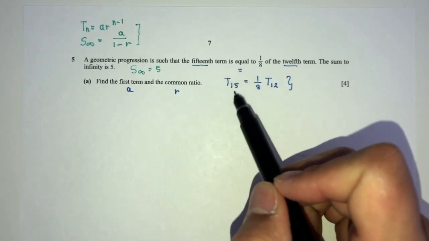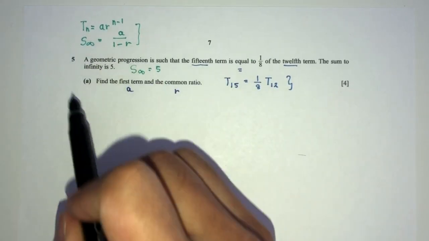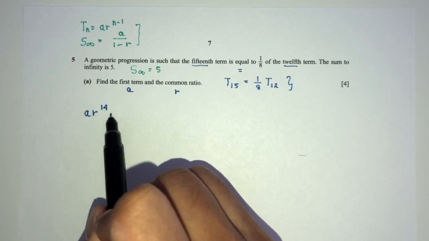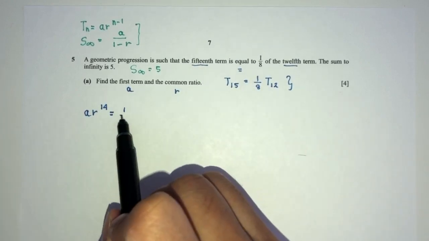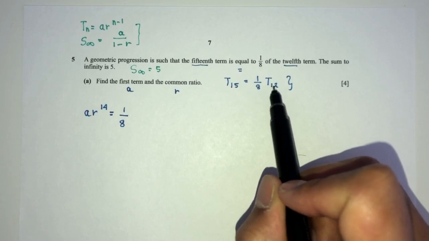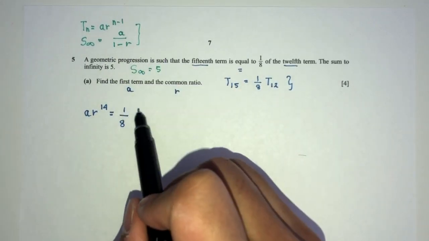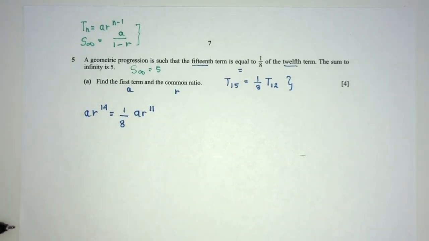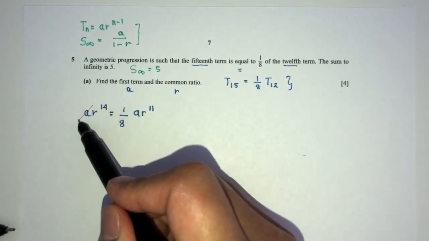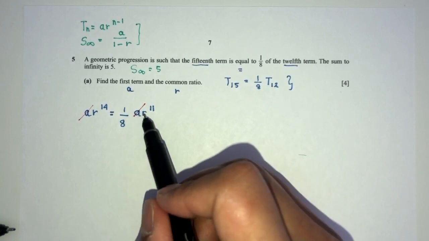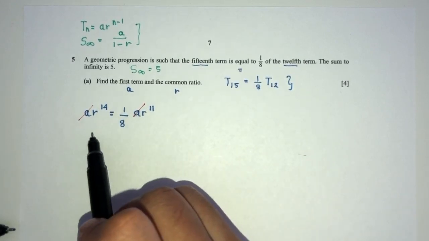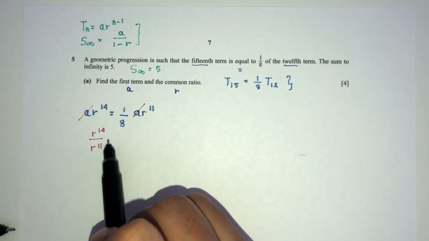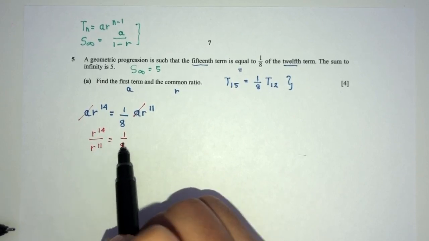So the 15th term, when n is equal to 15, replace, you will have a times r. 15 minus 1 is 14, is equal to 1/8, so 1 over 8, the 12th term, when n is equal to 12, replace, a times r, 12 minus 1 is 11. Now simplify. This and this will cancel out, obviously. We can send this one over here. You will have r^14 divided by r^11 is equal to 1 over 8.